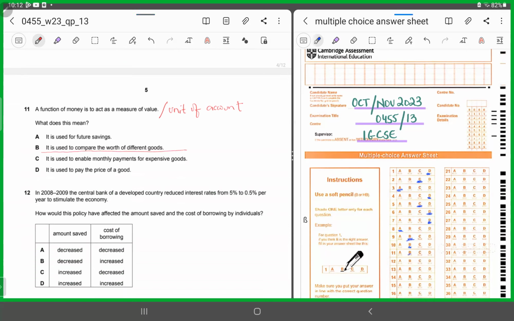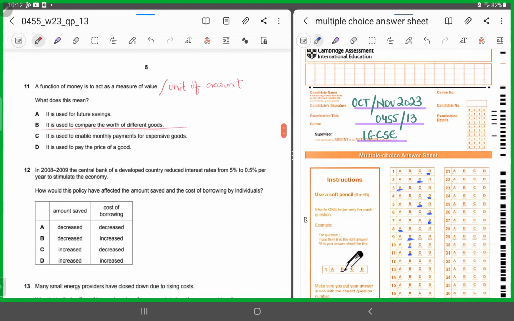But still, let me tell you why it can't be the other options. A says it is used for future savings. Now, if it is used for future savings, what function is it talking about? It is talking about store of value. C says it is used to enable monthly payments for expensive goods. That means it could be means of deferred payment. D says it is used to pay the price of a good. So it could be medium of exchange. Right? It is medium of exchange. So by logic and by reasoning, I have shown you that for 11, B is the correct answer.